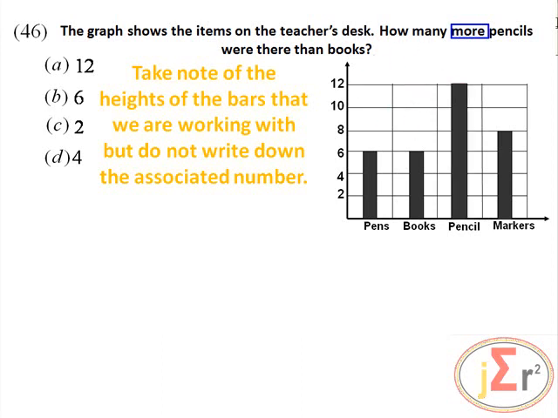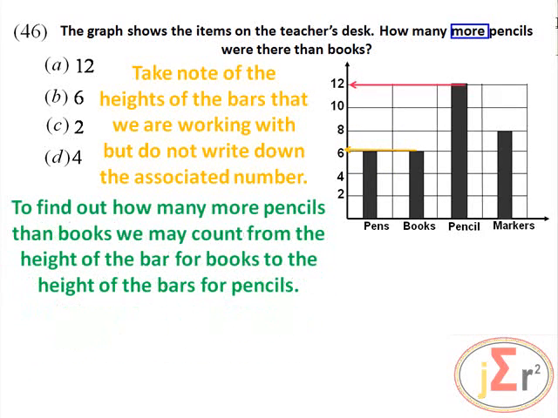So we will take another approach in solving the problem. Take note of the heights of the bars that we are working with, but do not write down the associated number. We have the first bar right there, and we have the second bar right there. Although we can see clearly that one is 6 and the other is 12, if we had another opportunity to solve the problem, then we may do it like this.